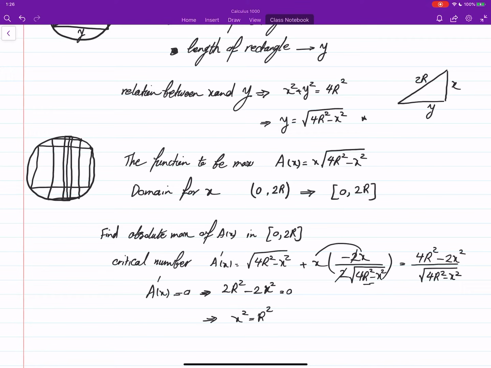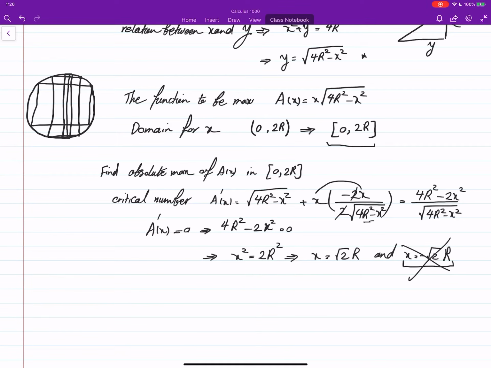And from there, we have 2x squared equals 4r squared, sorry, this is not 2, this is 4. And then as a result of this, x squared is just 2r squared. And then you solve this, you get x equals root 2 r and x equals minus root 2 r. But this is not in the interval of study, so we won't take that one.